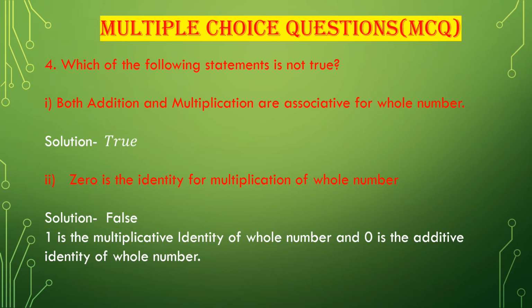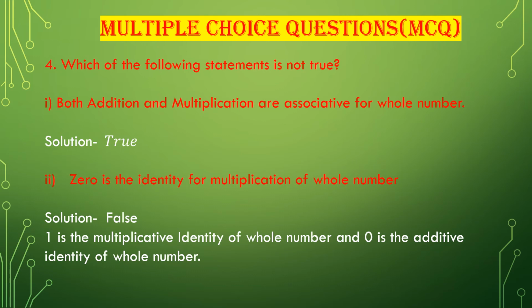Now we will solve question number 4. Question number 4 is which of the following statements is not true? First bit is both addition and multiplication are associative for whole numbers. We know this is true, as addition is associative in whole numbers and multiplication is also associative in whole numbers. This is the true statement.